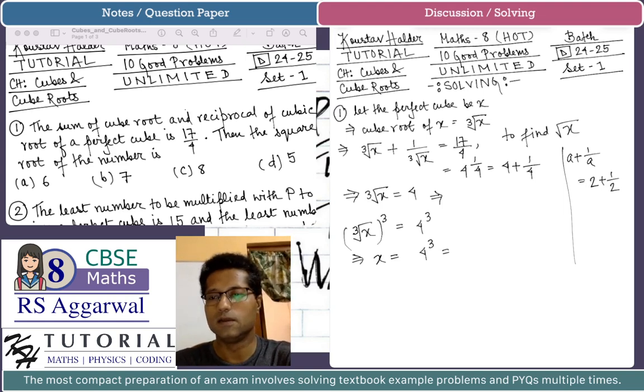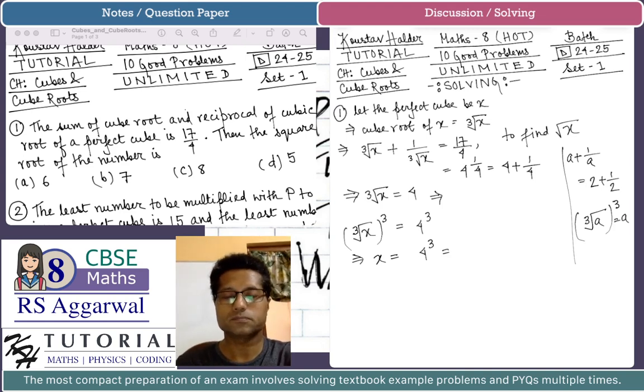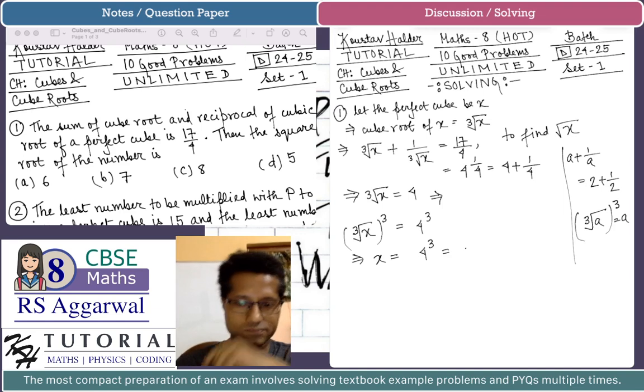Always remember that if you take the cube root of a positive number a, and then take the cube of that cube root, it will always be a. So we have x equals 4 cube, and we have to find the square root of x.